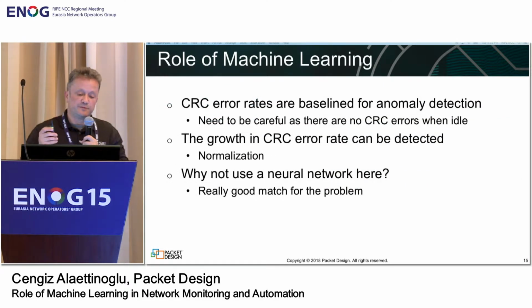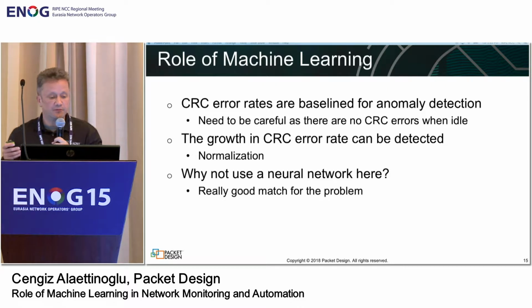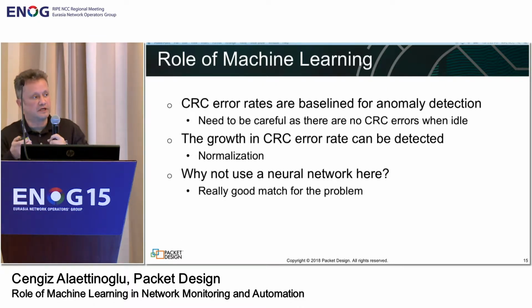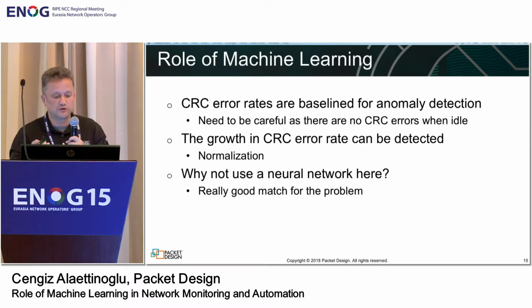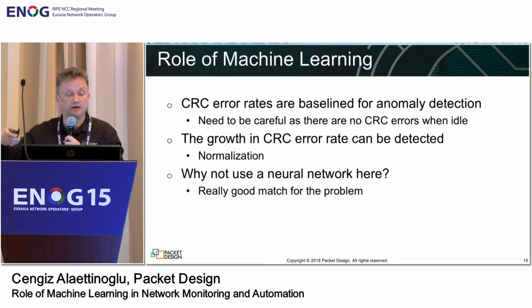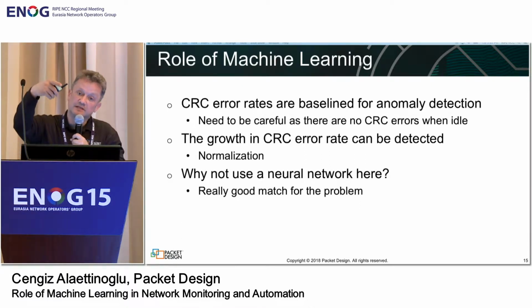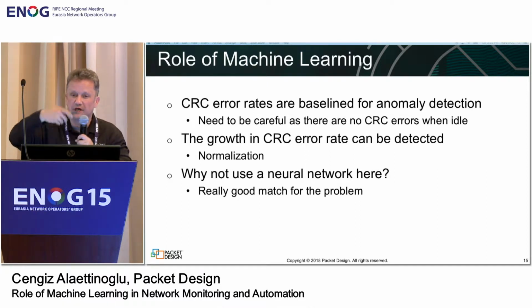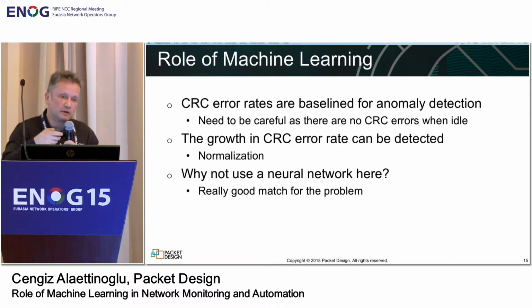So in this case, we baseline the CRC error rates. And you have to be a little bit careful here. It's not too hard to do, but you have to be careful because if the interface is not sending any packets, there are no CRC errors. That doesn't mean it will not die. And also, at night, it's sending less traffic, so fewer CRC errors. In the morning, much more. You have to normalize it so that you have a normalized baseline that you can alert based on. But this was a very good use case, in my opinion, for neural networks.